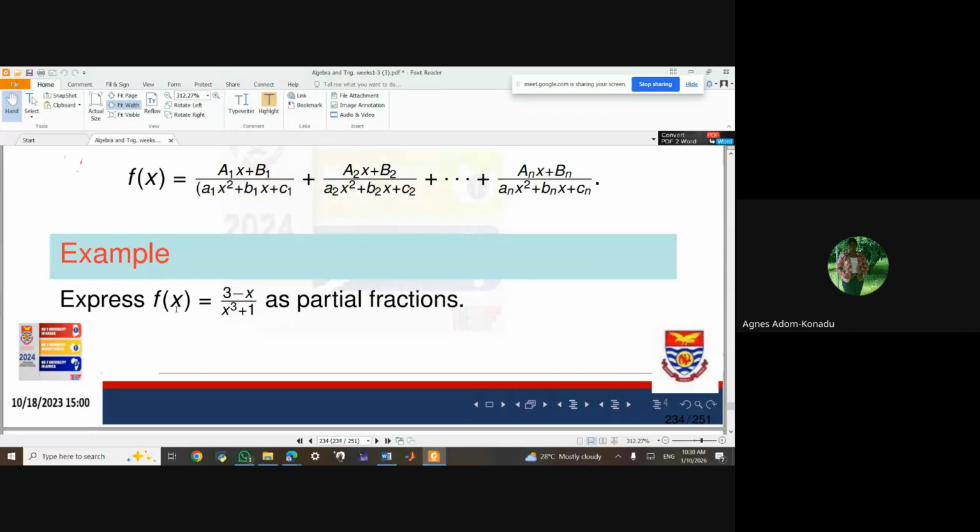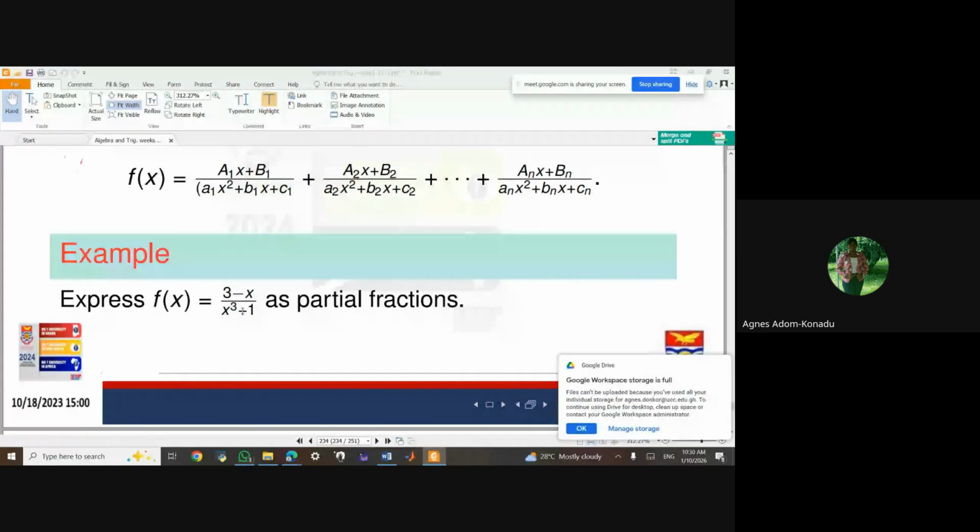So for example, it says express f of s is equal to (3 minus s) over (s to the power 3 plus 1) as a partial fraction. So here the degree of the numerator is 1, the degree of the denominator is 3. So it's fine, I can decompose it straight up. So what I have to do is to find the factors. Let's try and find the factors of this.